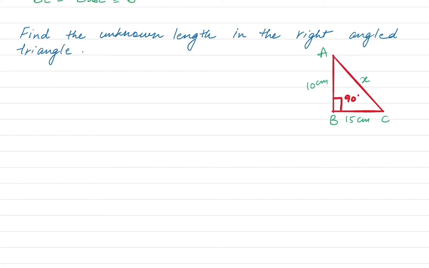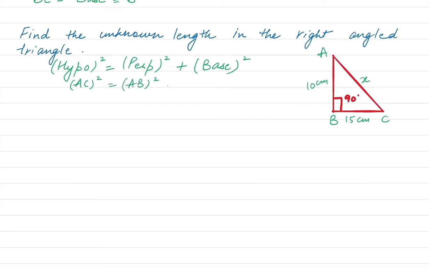Now we know the formula. What do we need to do? Hypotenuse whole square, which is the longest side in this right angle triangle, is equal to perpendicular whole square plus base whole square. So the longest side squared is equal to the sum of the squares of the other two sides. So hypotenuse is AC whole square, perpendicular is AB whole square, plus base is BC whole square. Now we have taken AC as x, so we can write AC square as x square.